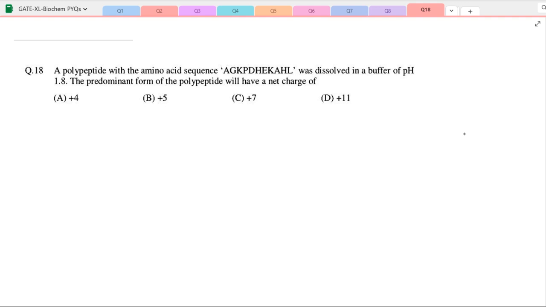So here, a polypeptide with amino acid sequence, a small peptide, was dissolved in a buffer of pH 1.8. The predominant form of the polypeptide will have a net charge of. So let's first write this polypeptide: AGKPDHEKAHL. Always write this with the N-terminal first. When it is not given, it is safe to assume that this is the N-terminal and this is the C-terminal.